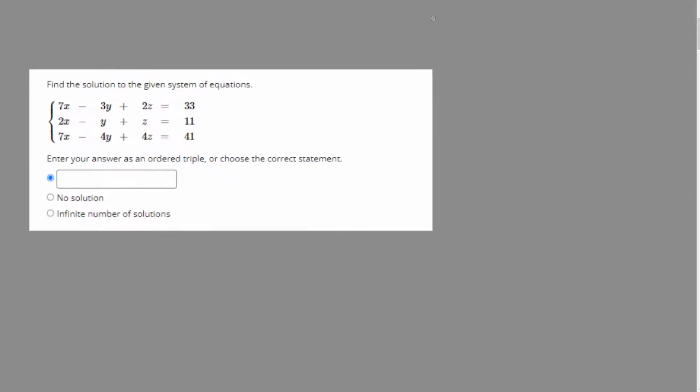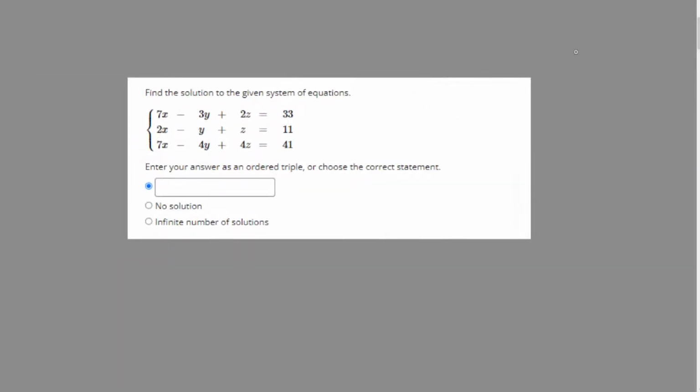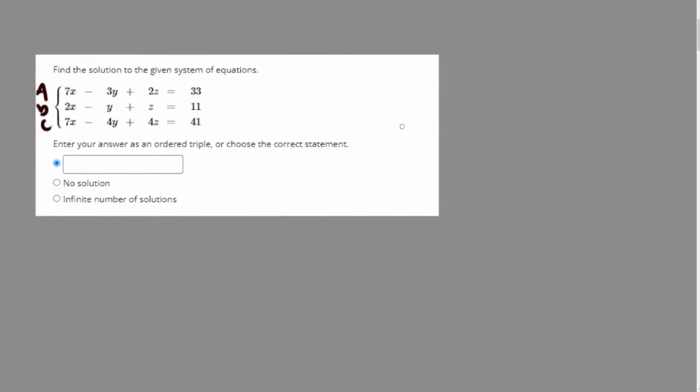So what we can do is make two different equations. I'm going to label this 1 and this one 2 and this one 3, or maybe actually I'll change it to A, B, and C. What I like to do is choose a variable to get rid of. It looks like I want to get rid of x because there's two 7s. Well, actually, now that I think about it, z might be easier because then I won't be dealing with any fractions. So I'll take A and B, so 7x minus 3y plus 2z equals 33.